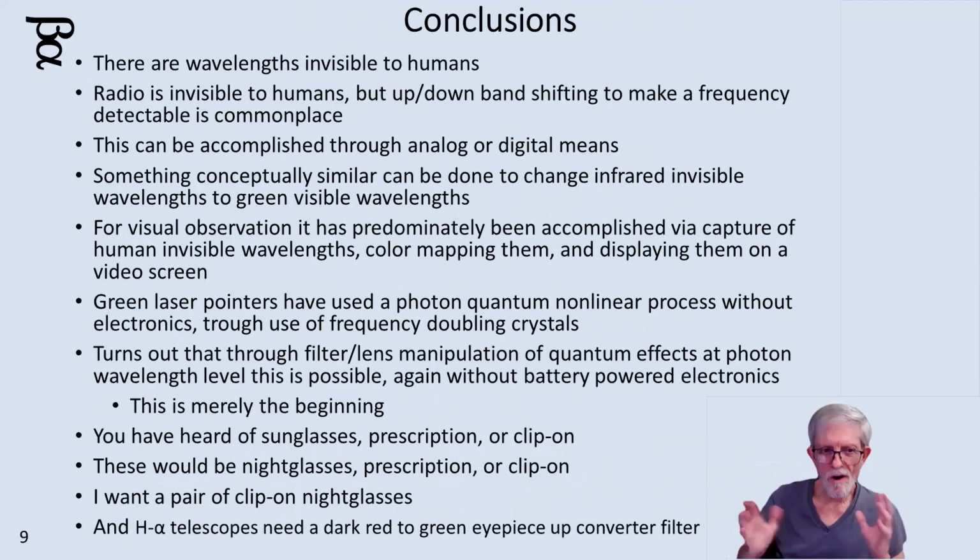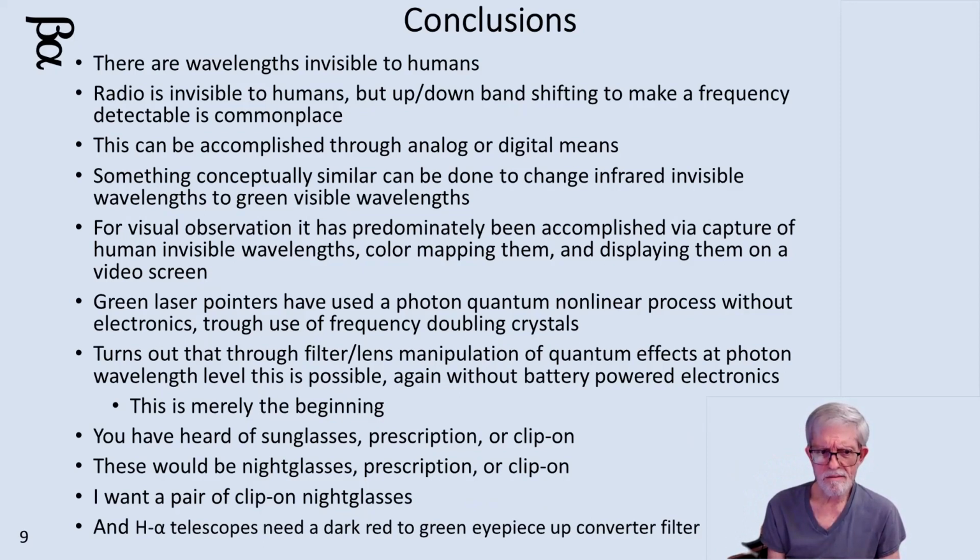So in conclusion, there are wavelengths of the electromagnetic spectrum that are invisible to humans. One area of that is infrared. Radio is invisible, but we have the up and down band shifting stuff that allows us to tune things that we couldn't tune without them. We can do this either analog, using crystals, or digital, by capturing the image and then recoloring it and showing it on a computer display. But we can do this with laser pointers, change them from infrared into visible.